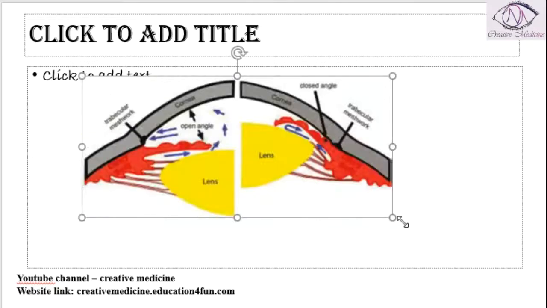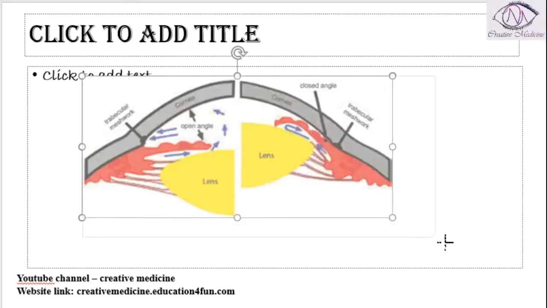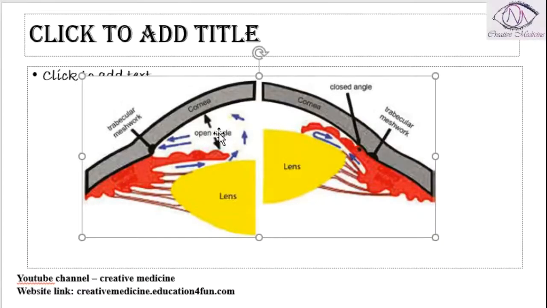So, this is the picture of drainage of the aqueous humor. Aqueous humor from the posterior chamber goes into the anterior chamber, and from there it reaches the trabecular meshwork. From the trabecular meshwork, it reaches the canal of Schlemm, and from there it goes into the episcleral veins.